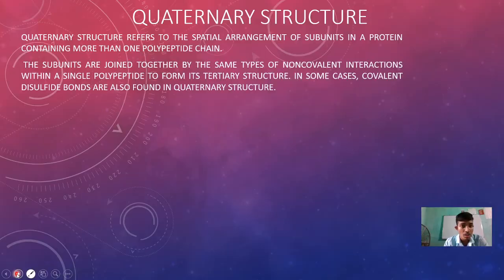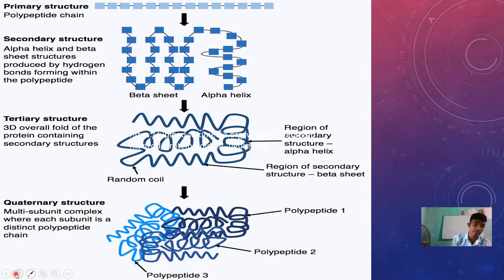Let's move. This is the quaternary structure. We will recap. First is the polypeptide chain, the linear sequence of amino acids, which is the primary structure. Here you can see the secondary structure, where alpha helix and beta sheet are present. In this tertiary structure you can see the overall 3D fold that contains one alpha helix and another beta sheet, and they are coiled randomly. This is the tertiary structure that also makes a 3D overall structure.